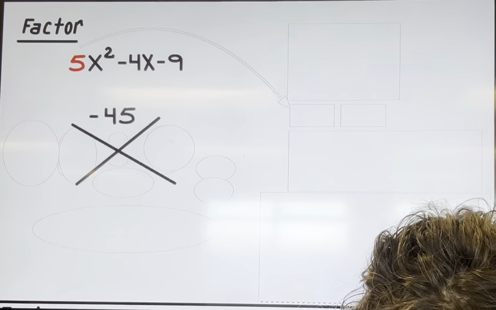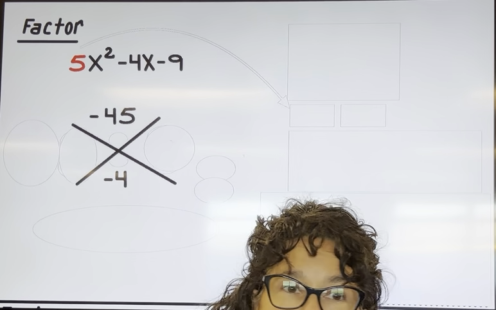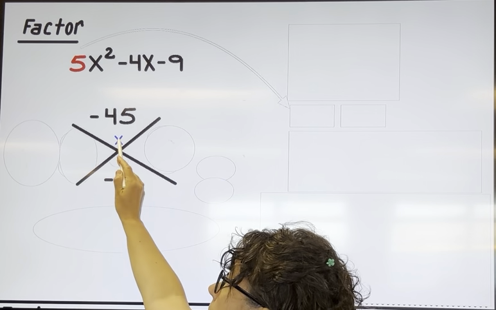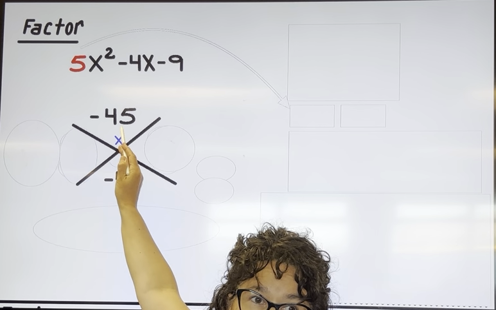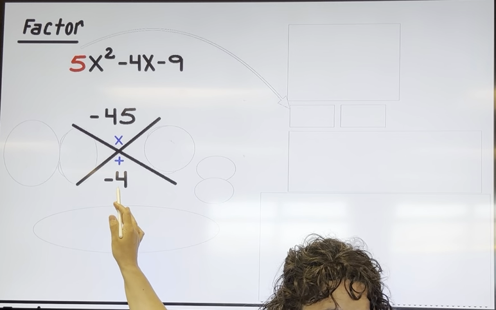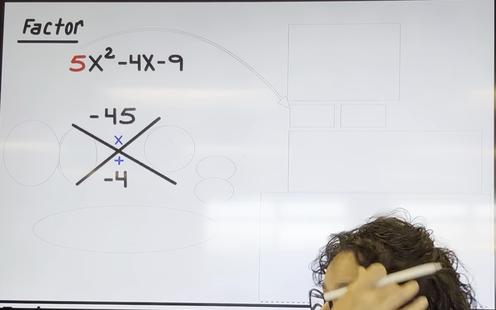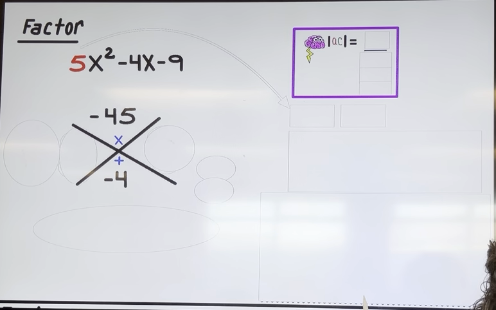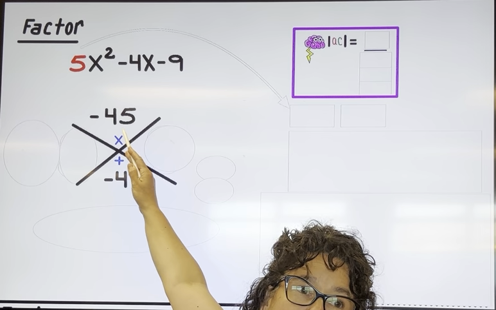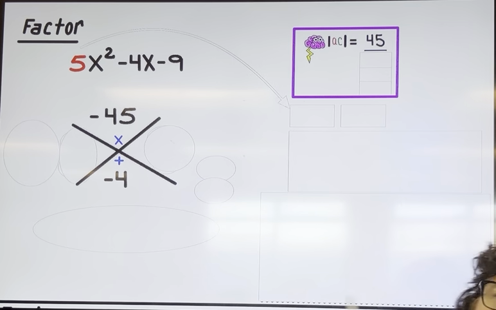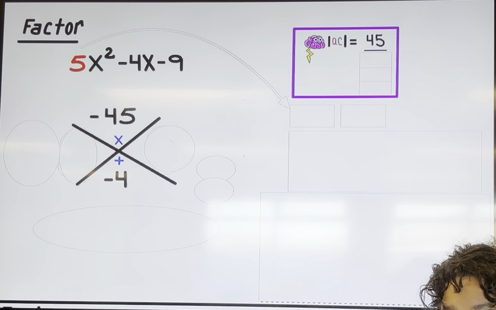So that is -4. Now, ultimately, my goal is to think of two numbers that when I multiply them, I get -45. But when I add those two numbers, I get -4. If you can think of those numbers off the top of your head, great. But if not, most of you will need to come over and do a little bit of brainstorming. And so the brainstorming involves taking the positive version of this number, so 45, and listing every pair of numbers that multiply together to get 45.